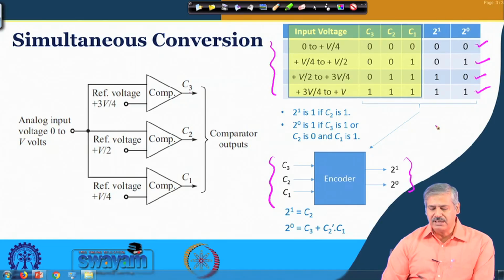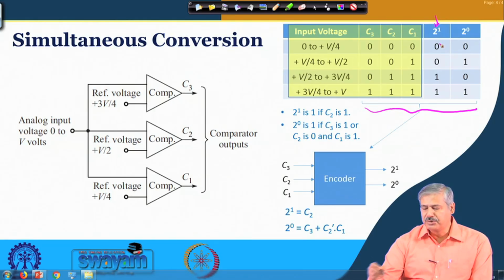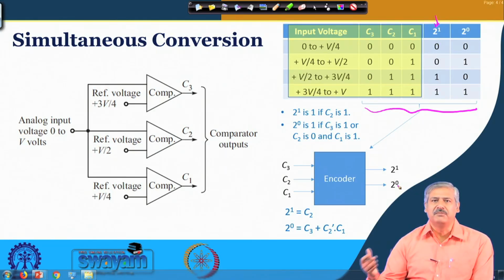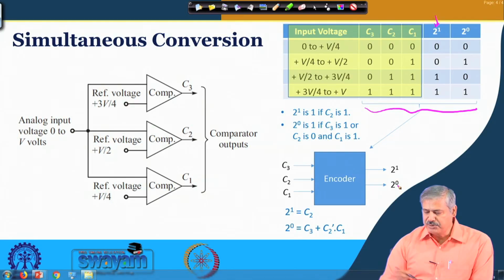To get this encoding done, we look at the relationship within this bracket a bit closer. We can see this output, which is the 2 to the power 1 output, associated with the binary weight of that particular output in a binary number representation, the way we did for the DAC. Similarly, we are thinking about the ADC. So, this one is 1 whenever C2 is 1. You see C2 is 1 over here and 2 to the power 1 is 1 over here; C2 is 0 and this is 0.